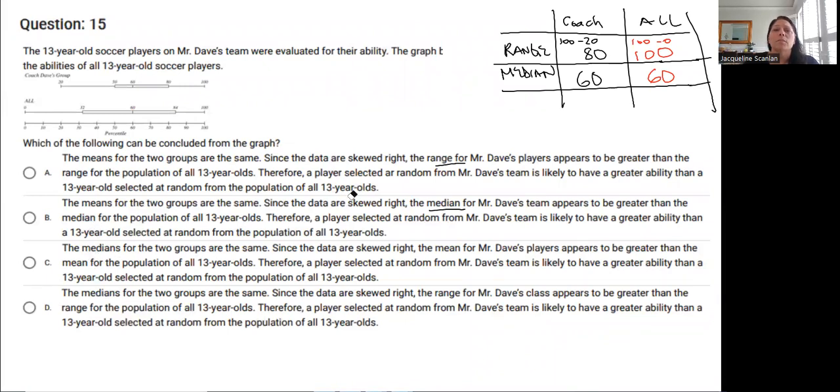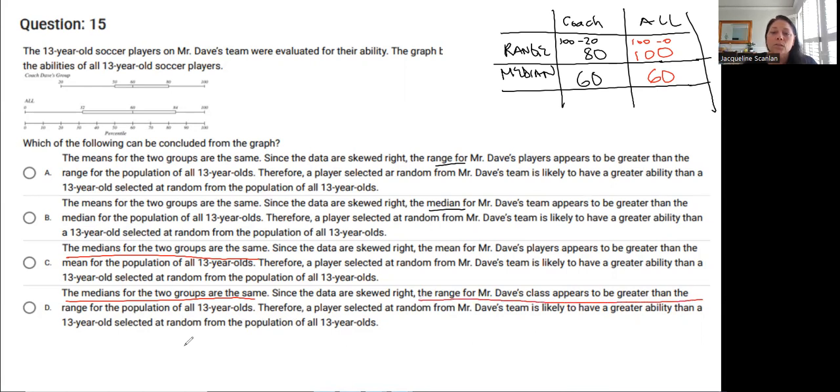All right, so I'm going to go straight to the ones that say median, because that seems like they're either going to be the same or they're not. So let's look at answer choice C. It says the medians for the 2 groups are the same. Okay, that's true. They're both true, C and D. Let's read on for choice C. It says, since the data are skewed right, the mean for Coach Dave's players appears to be greater than the mean for the population. Then choice D says, since the data is skewed right, the range for Coach Dave's class appears to be greater than the range. I can prove choice D wrong.